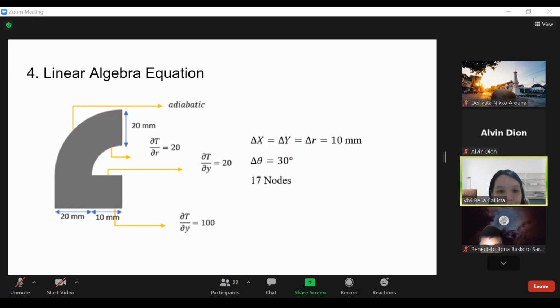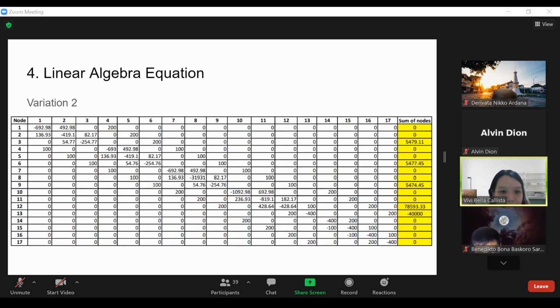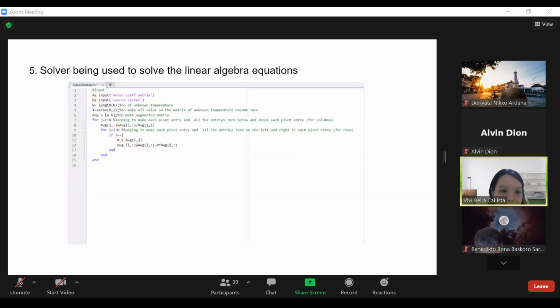After that, for the last one, we have the same Δθ of 30 degrees and 70 nodes, but with the outer one being adiabatic. So ∂T/∂y on the bottom surface is 0. And we get the linear equations too.